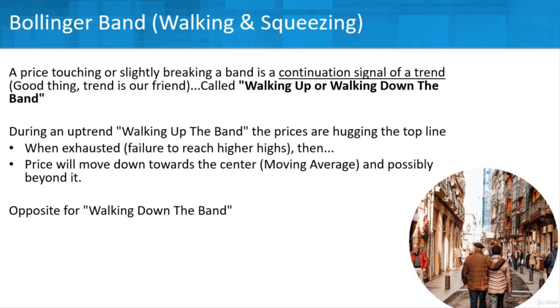Walking down the band is just the exact opposite. It's on the lower band, hugging the band, and if it comes off that band, the prices start moving up towards the middle. So walking up and down bands are great continuation signals of a trend. The trend is established, and then it's going to continue on.